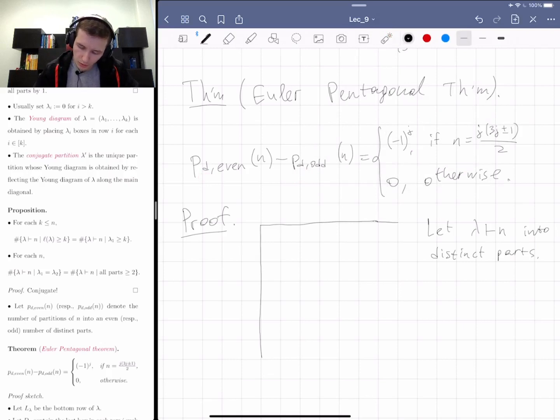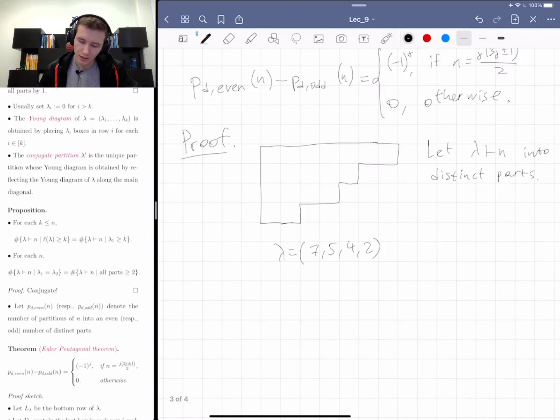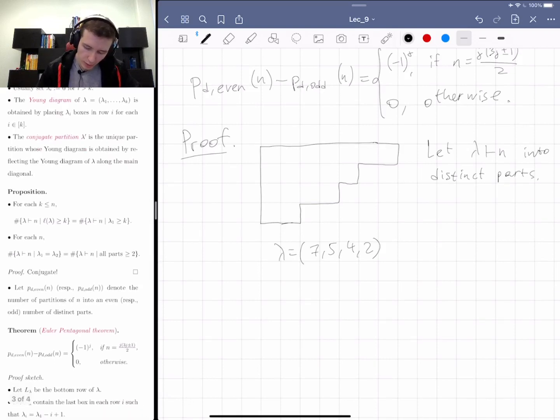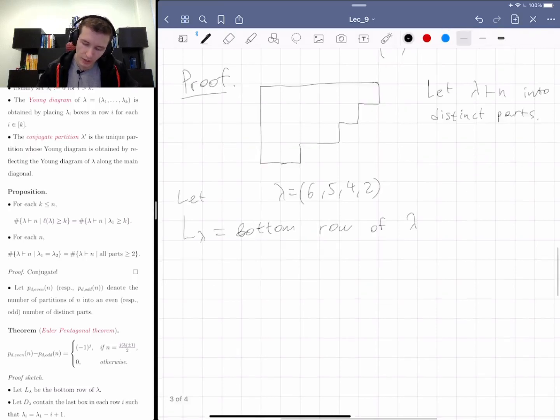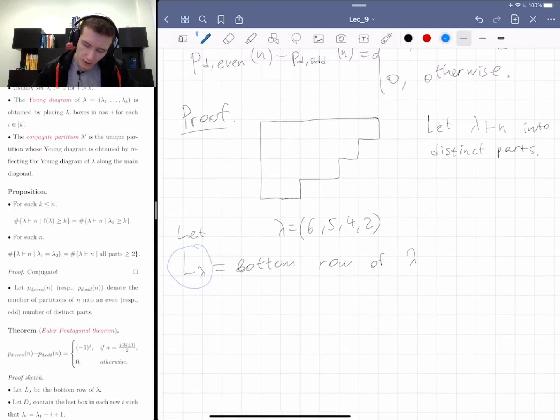So okay, maybe something like this. That's an example: lambda is equal to 7, 5, 4, 2. The idea is to introduce 2 sets. One of them is going to be L sub lambda. Let L sub lambda be the bottom row of lambda. Let me remove the last part, so instead of 7, I'm going to write 6, 5, 4, 2. So L sub lambda is the bottom row of lambda, which in this case consists of the following 2 boxes.